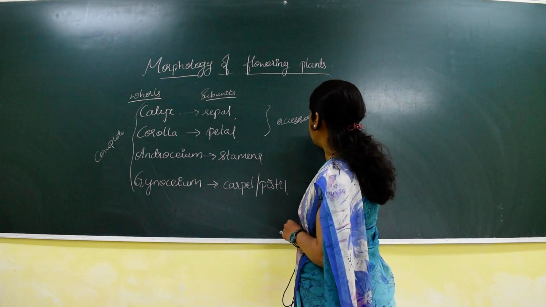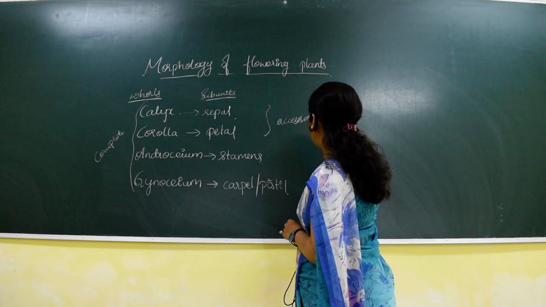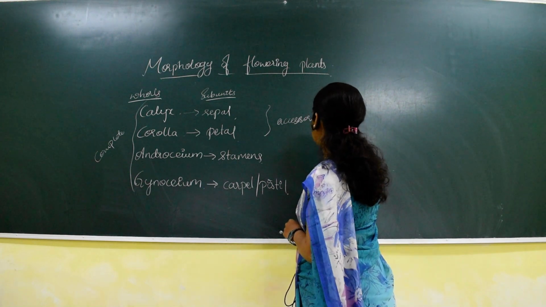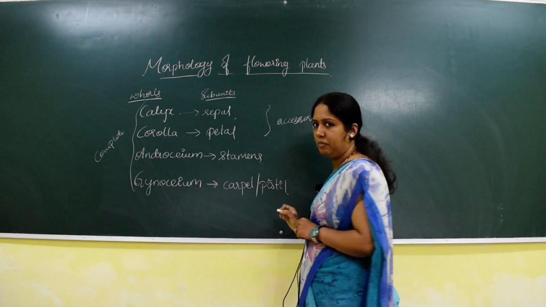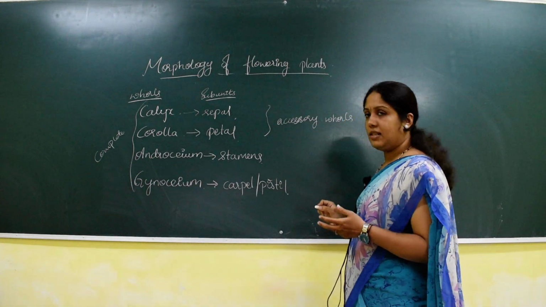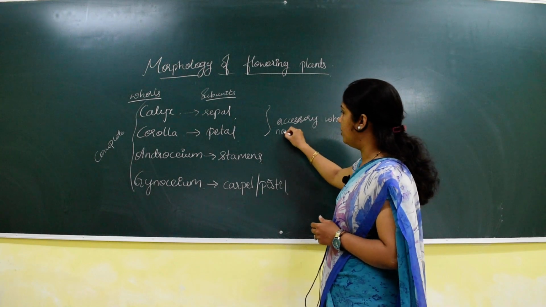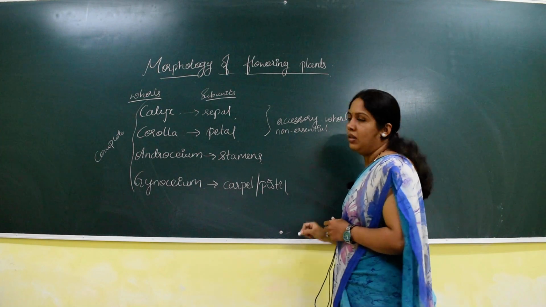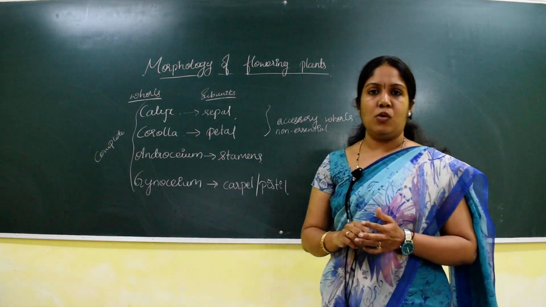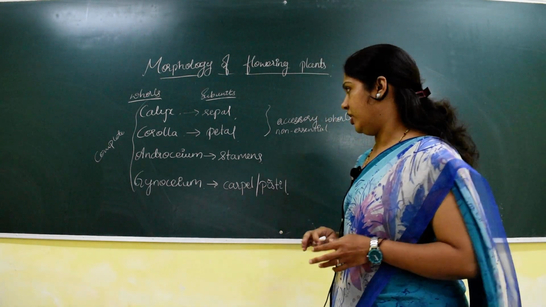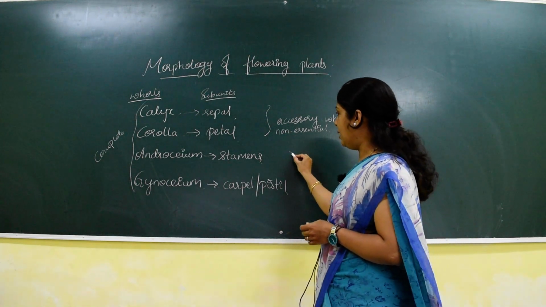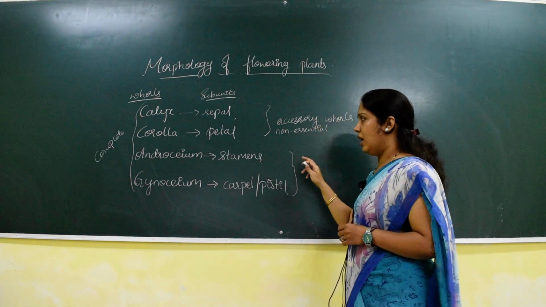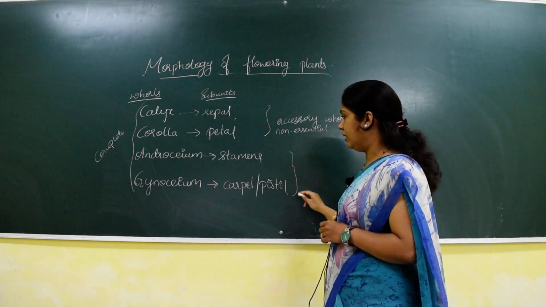Accessory means it supports the flower, but it is not directly involved in the fertilization mechanism, or you can also say reproduction. Hence they are called accessory whorls, or they are also termed non-essential whorls. They are not directly involved with the process of fertilization, whereas the main parts of a flower involved in fertilization are the androecium and gynoecium.